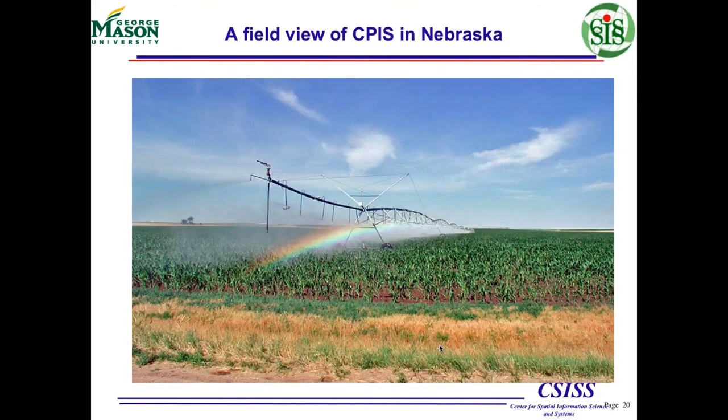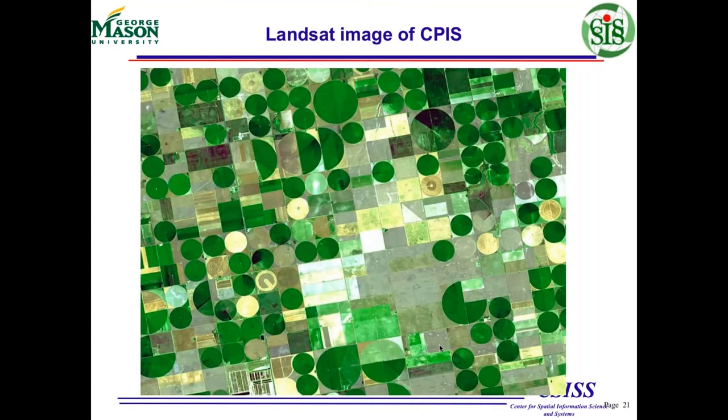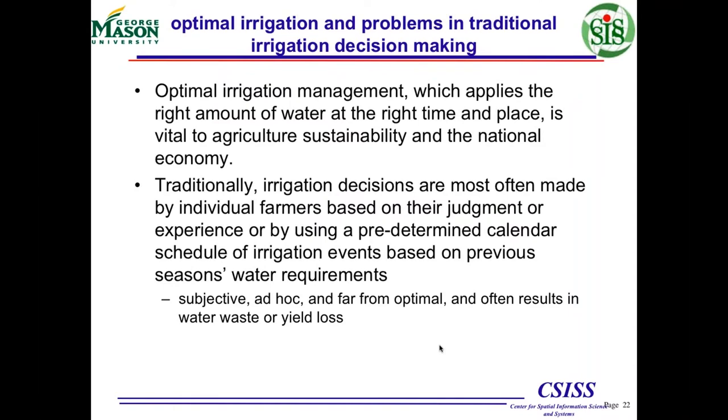So in the project, we try to do optimal irrigation decision making, which basically provides the right amount of water at the right time and for the right location. This really needs a lot of scientific data to make sure that you're not over-irrigating. If you irrigate today and in the next couple of days there's going to be a bigger rain, you basically have a waste. So we need current condition and future condition.